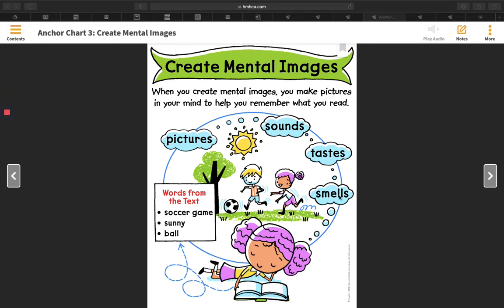What does it smell like? What does it taste like? The sounds, the pictures. Remember that we use all of our senses to understand fully what is going on. And as you are reading and you are listening to the story and what is being described to you, you can get an image in your mind of what is happening in the story.